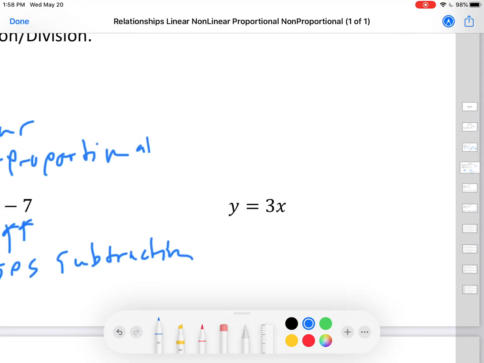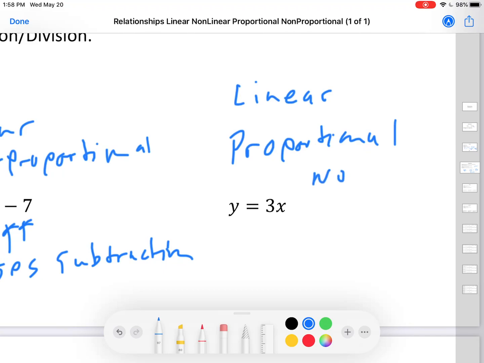Here's the third one. Y equals 3x. Well, it's linear because it's x to the first. Is there any addition or subtraction? No. So therefore, this is proportional. Why is it proportional? It only uses multiplication.